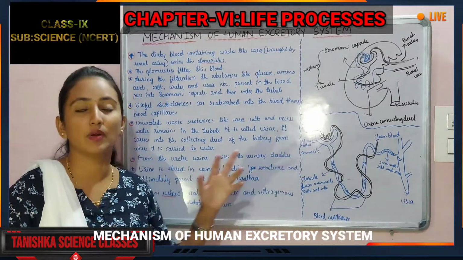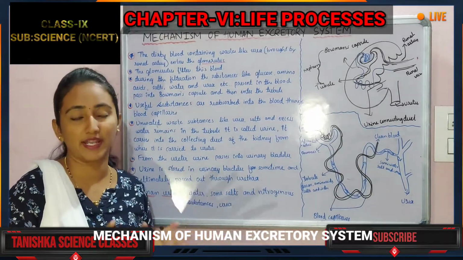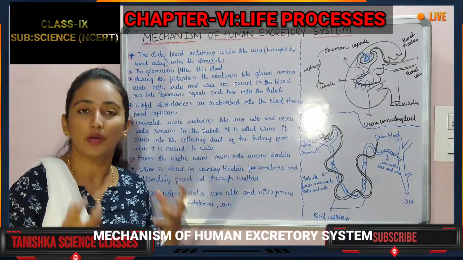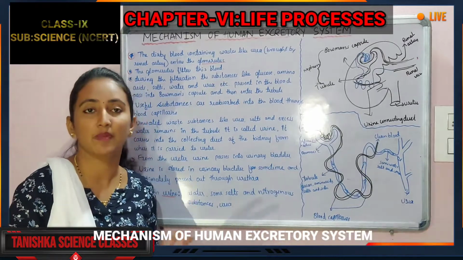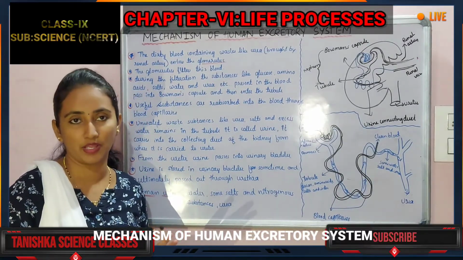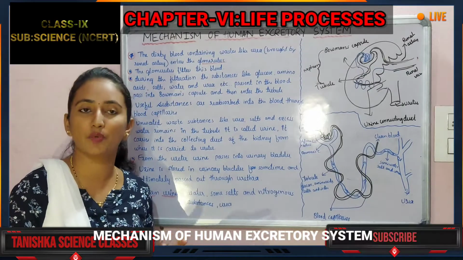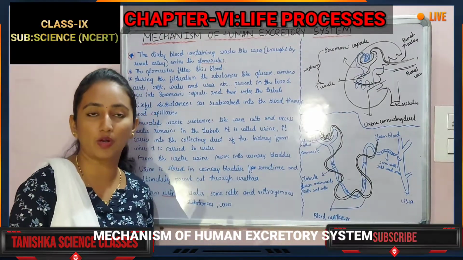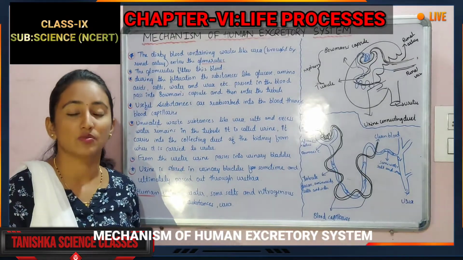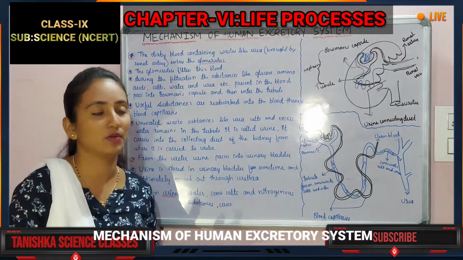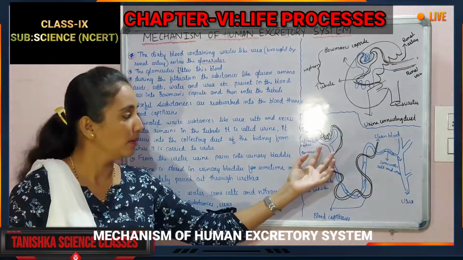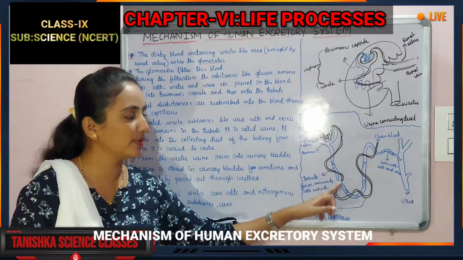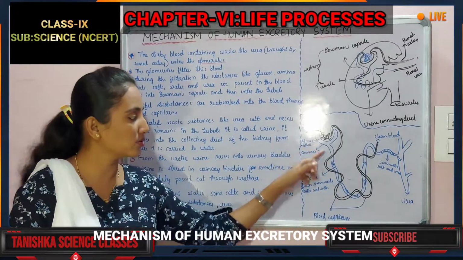Those contain various capillaries, various vessels. What they do is absorb the wanted substances, like amino acids, which are required for our body, and some useful salts. Even if you take water, a little amount of water is also required for our body. Any other wanted things will also be absorbed by the Bowman's capsule and then passed into the tubule. You can observe the tubule here.